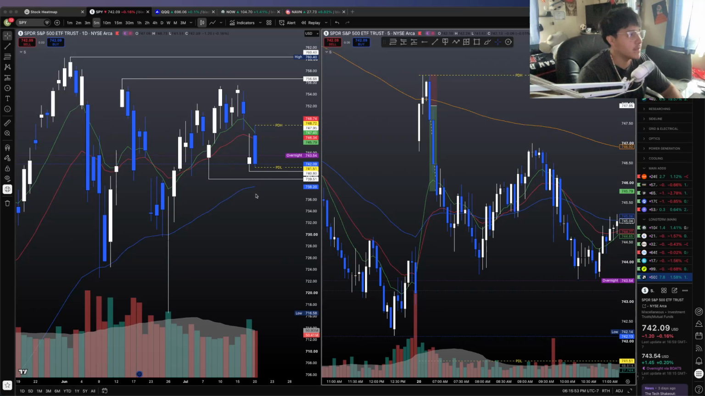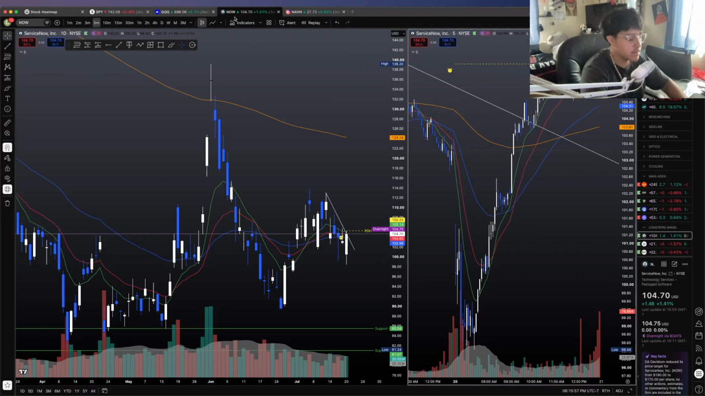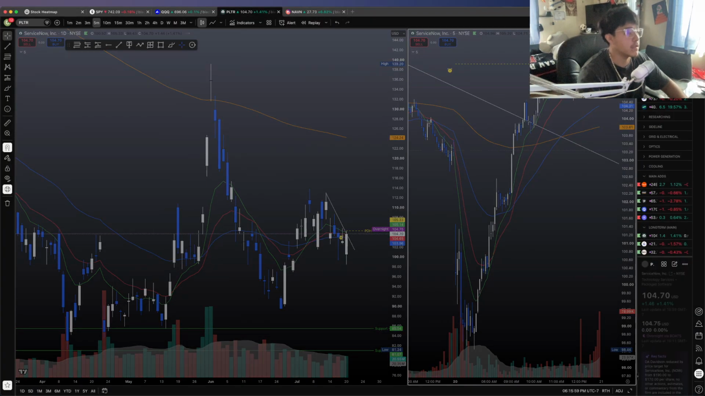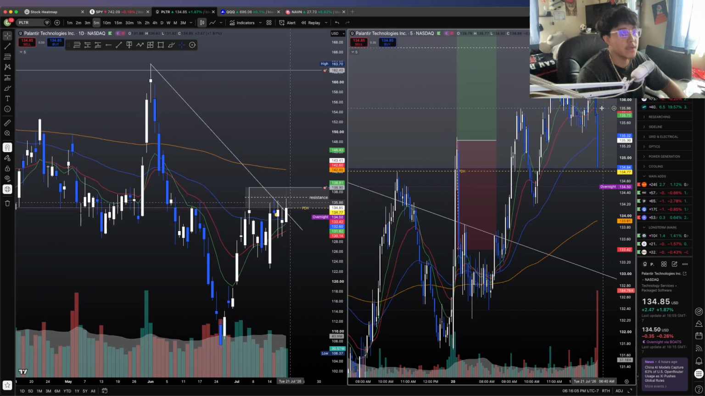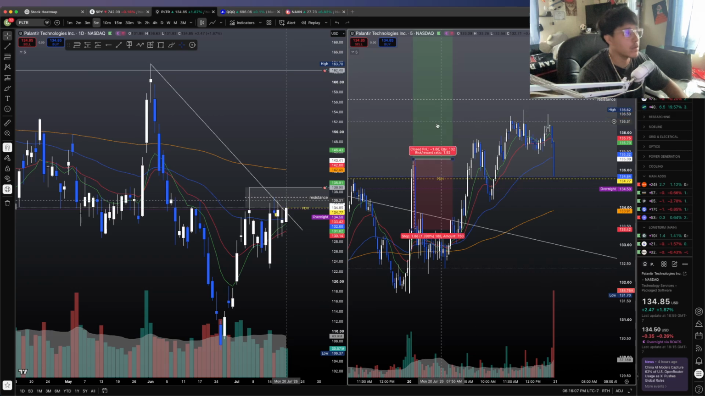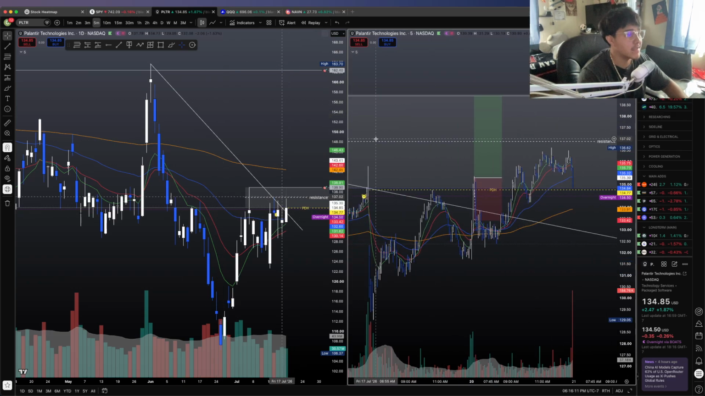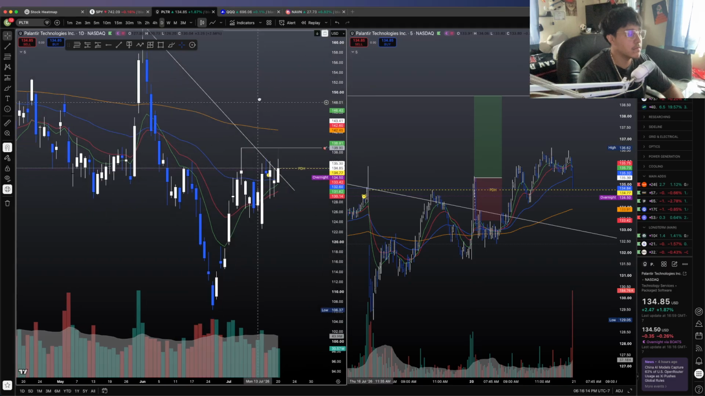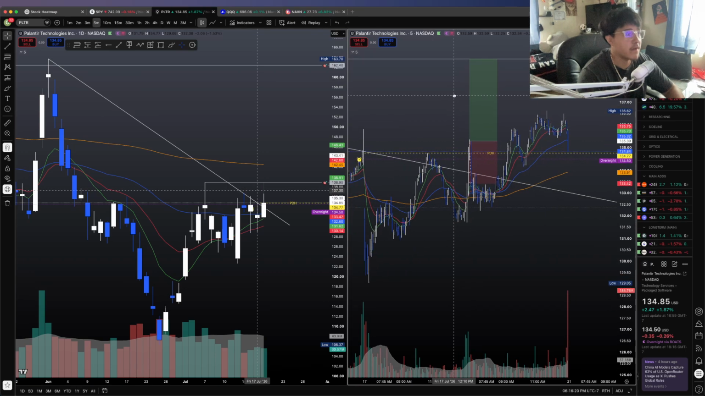So we're gonna be going over a trade recap today. Today I actually took two trades, one of which I alerted to the Discord, and the other one I did not. Let's start off with the one I didn't alert, the calls on Palantir. Let's look over here on the left side. This is our daily time frame, and on the right side it's our 5 minute time frame.